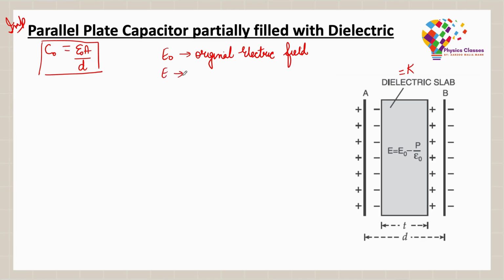It is the electric field with the dielectric. Now, what is the difference between the two? E is going to be less than E naught. Why? Because the dielectric gets polarized.